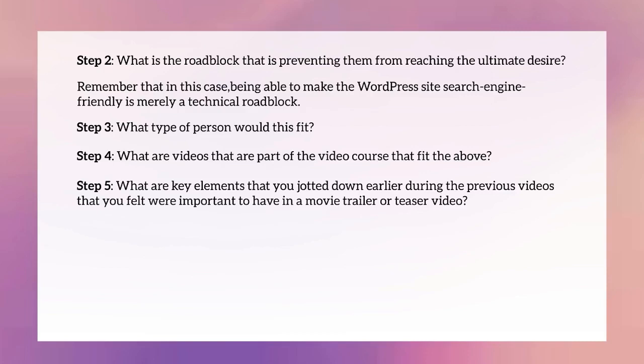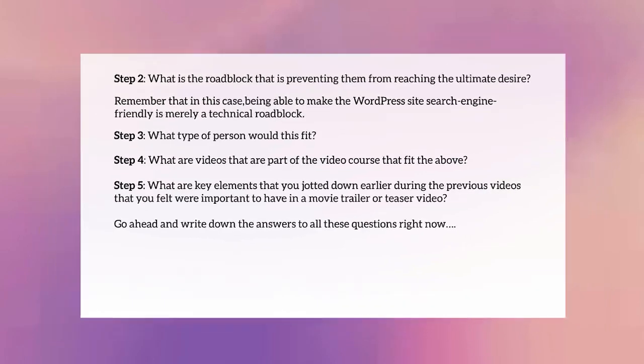Step number 5 is going to be, what are key elements that you jotted earlier during the previous videos that you felt were important to have in your movie trailer or teaser video? So pause the video, go ahead, write the answers to all these questions down right now. I already gave you a few for the example video course that we're looking at, and you can use that for yours, but obviously it's going to be a little bit different because you're going to be selling a different video course. All right, so go ahead and do that now, and we'll see you in the next video.